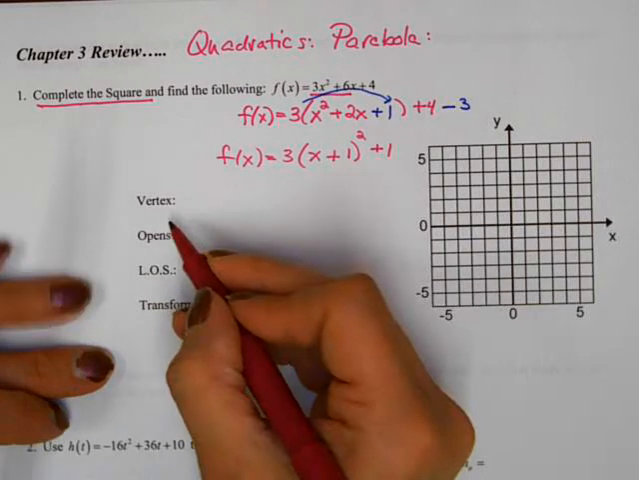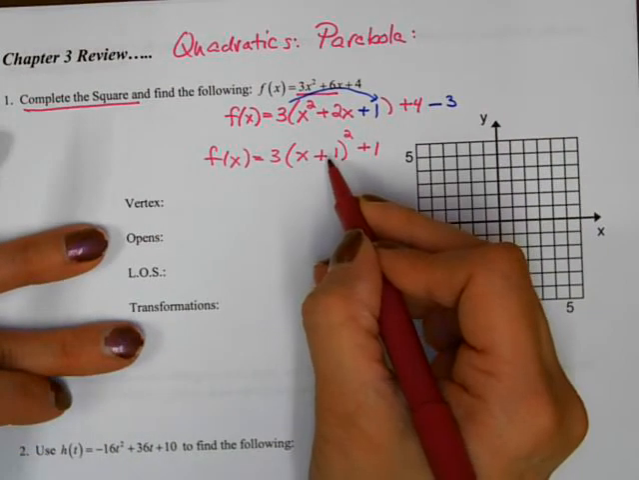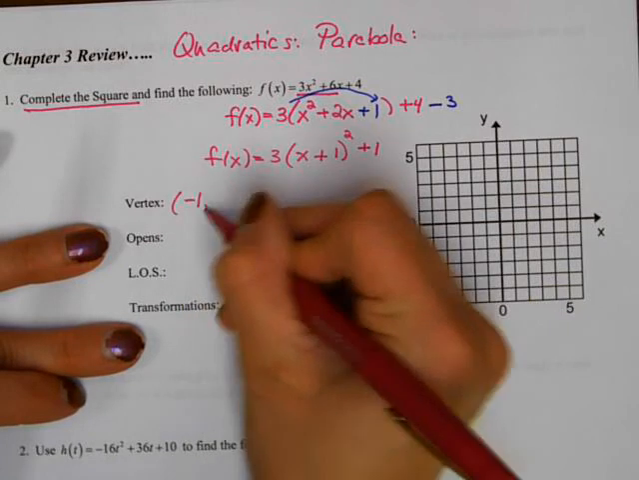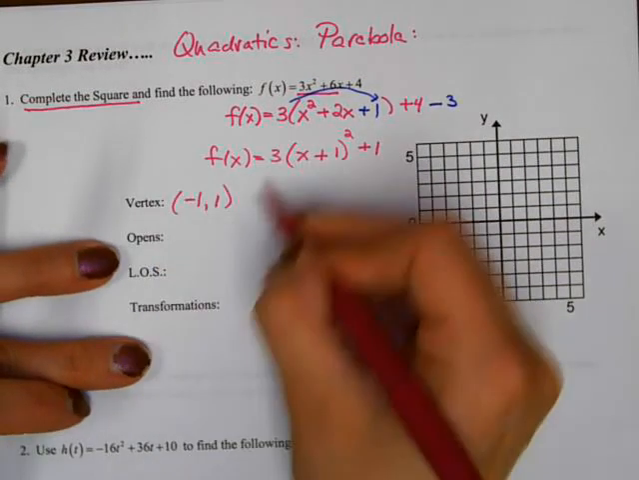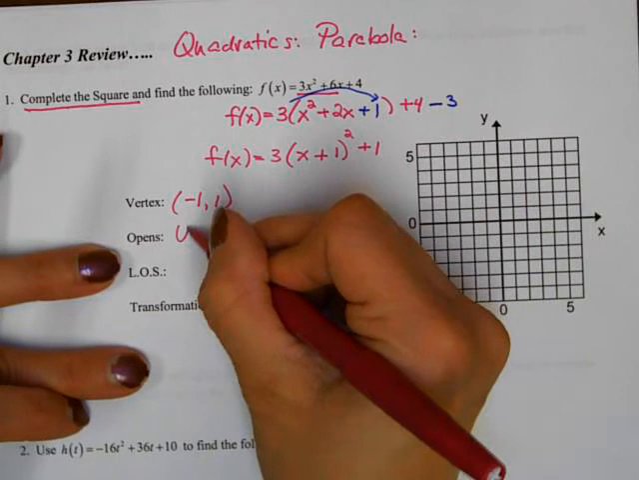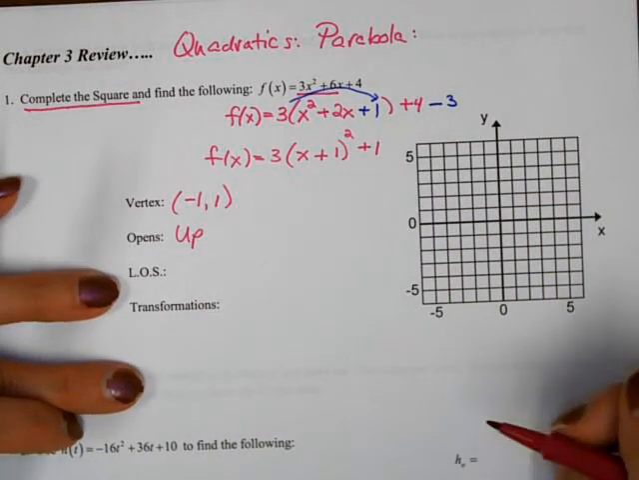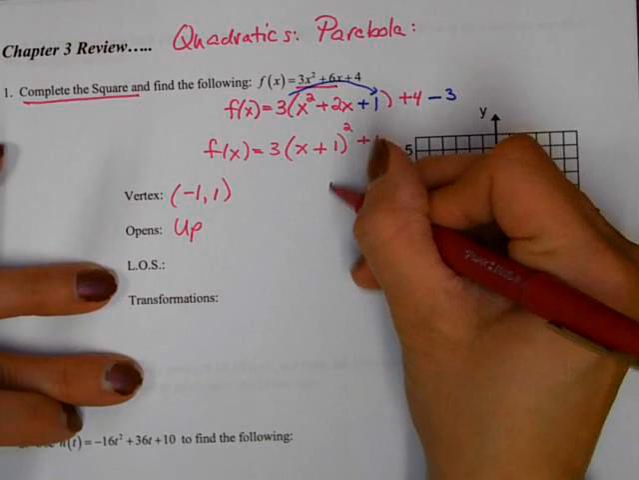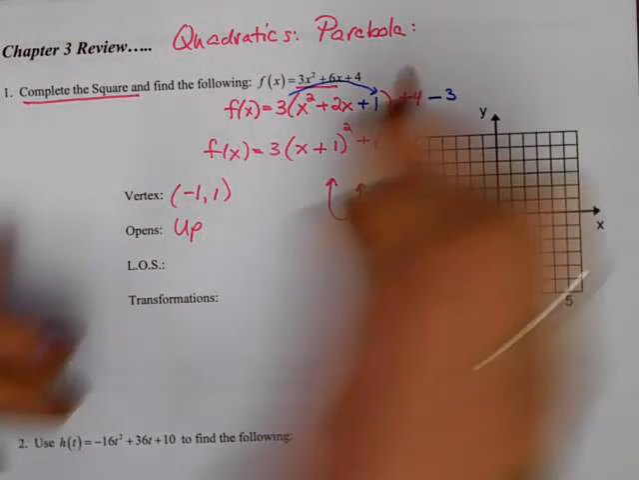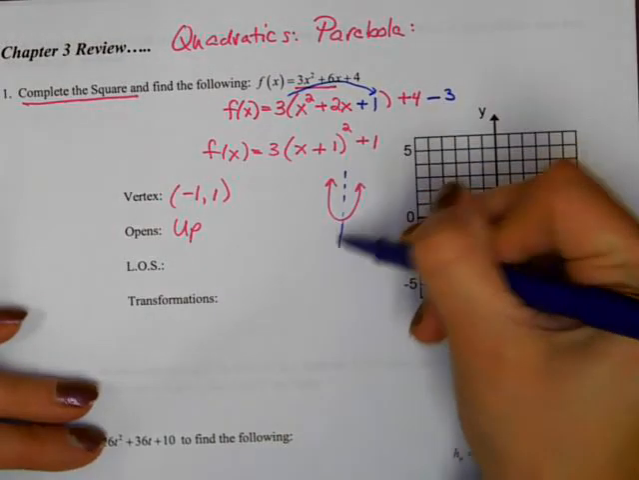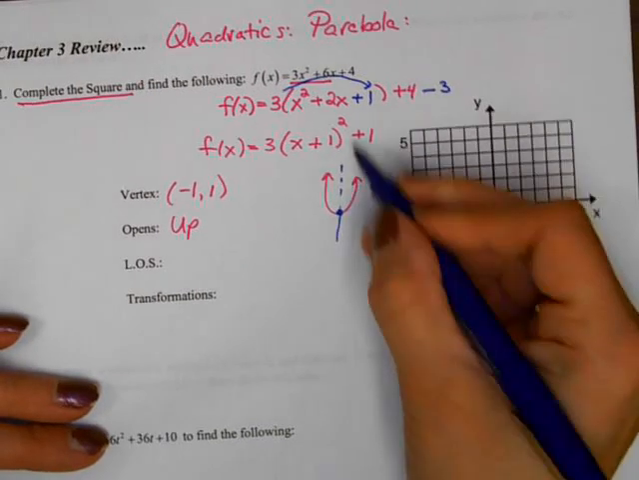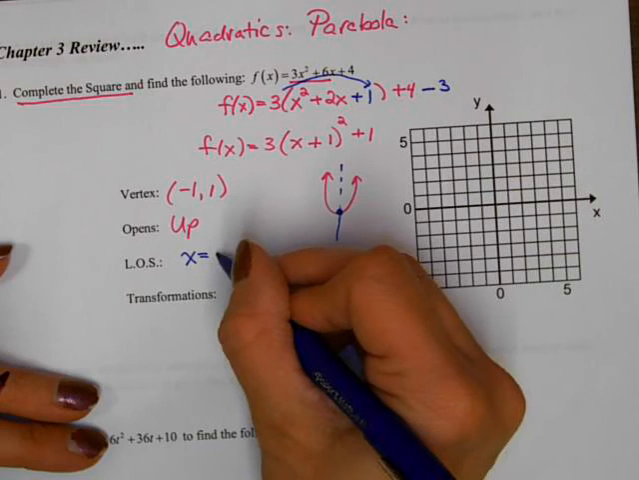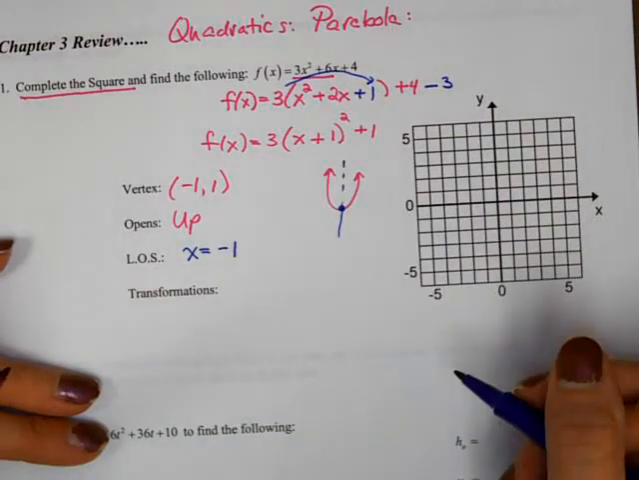So the vertex right here is change, same, so it's going to be negative 1, 1. This parabola, looking at the a value, opens up. Line of symmetry, that's a vertical line. If this was my parabola, it's a vertical line going straight down the middle. It's going to pass through the vertex. It's x equals, and it's always your x value.